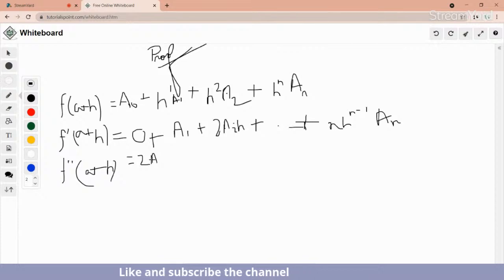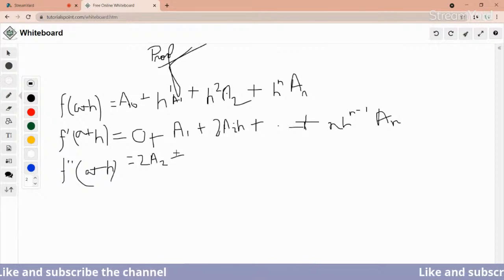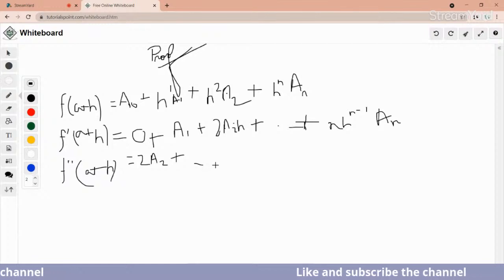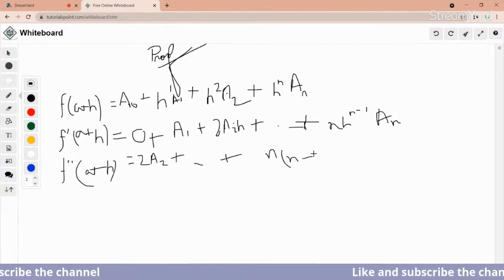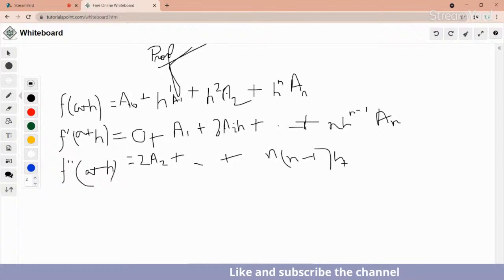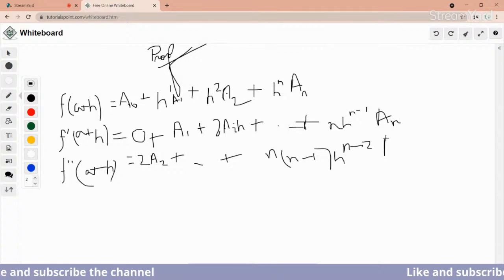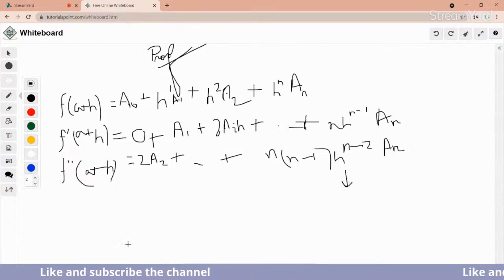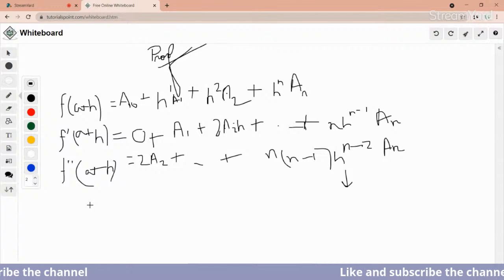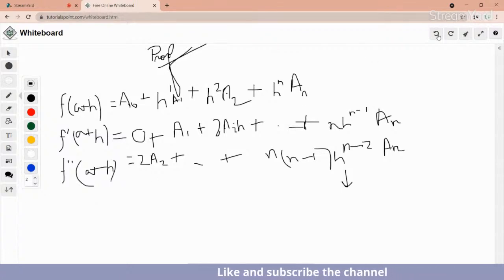Then again, a1 is a constant, so this time 2 a2, and the differentiation of h is 1. So I am not writing each and every term. It will be n into n minus 1 h n minus 2 a n. Obviously n minus 1, another minus 1 will be there. This will continue. Suppose we make it differentiate another time, let's see what it comes to.